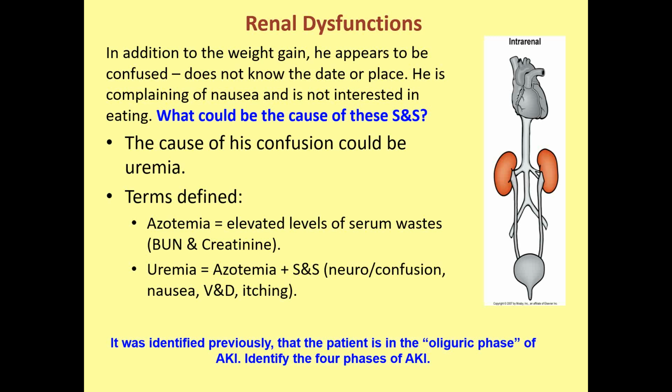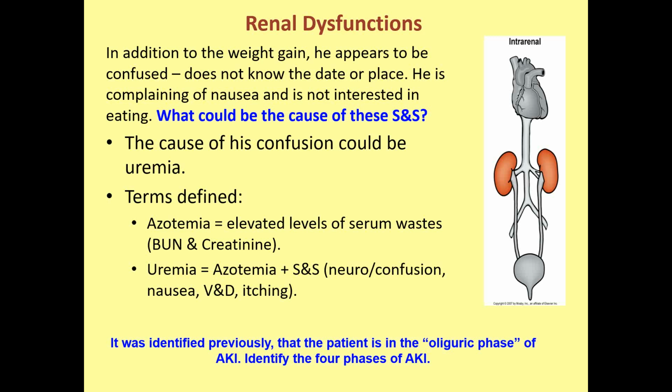So let's define them because they're used quite often on exams, whether it's critical care, ATI, or NCLEX. So what does it mean to have a patient who has azotemia? Well, azotemia very simply means that they have elevated wastes in the body, either elevated BUN and or creatinine.